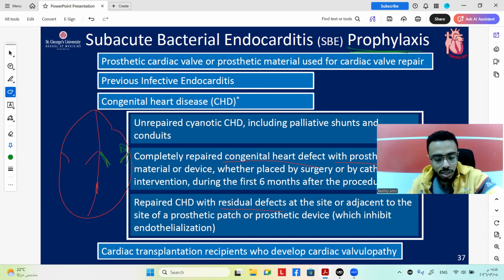Also, cardiac transplantation patients who are developing valvopathy or any valve problem would also need prophylaxis. So we have prosthetic valve, any prosthetic one. We are having previous infective endocarditis, congenital heart disease, specifically certain cyanotic heart diseases, and cardiac transplantation patients.